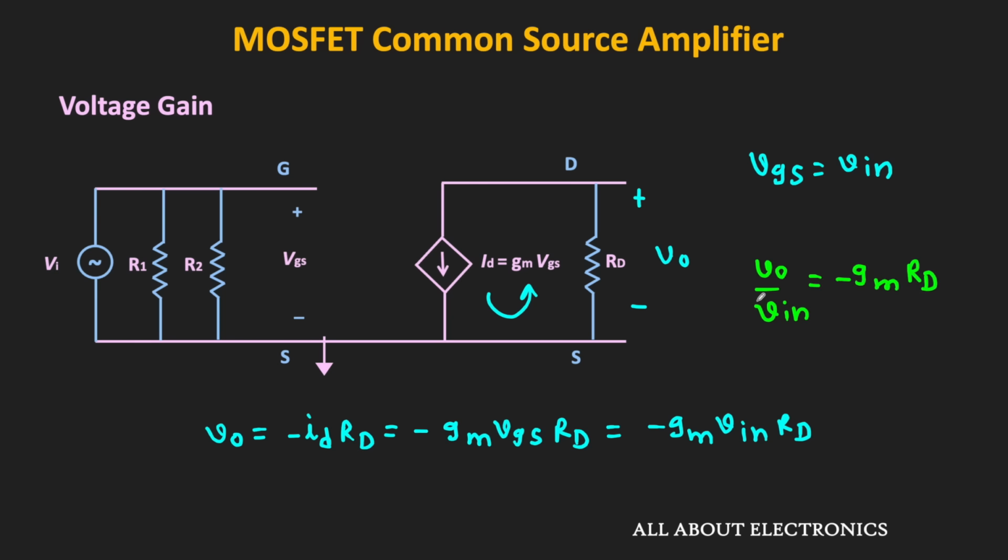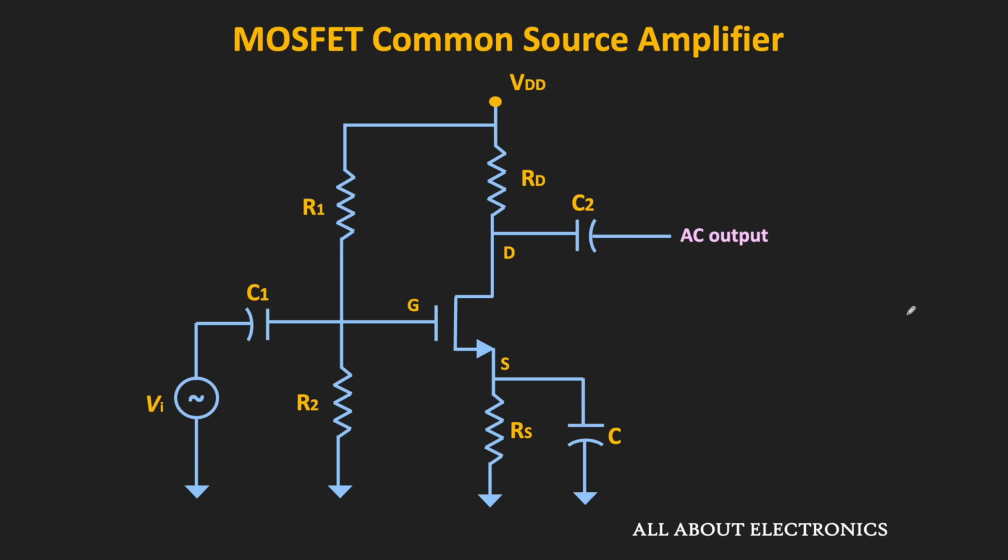From this expression we can say that by increasing the value of RD, we can increase the gain. But the value of RD cannot be increased indefinitely, because as the value of RD increases, the voltage drop across this resistor RD will increase, and because of that, the voltage VDS will reduce. If this voltage drop is too large, the MOSFET may come out of saturation, and hence the value of RD cannot be increased indefinitely. But by cascading multiple such stages, it is possible to increase the voltage gain.